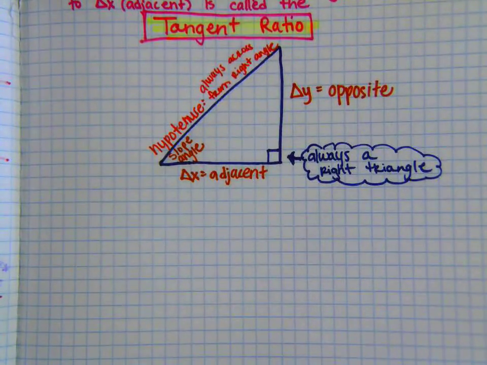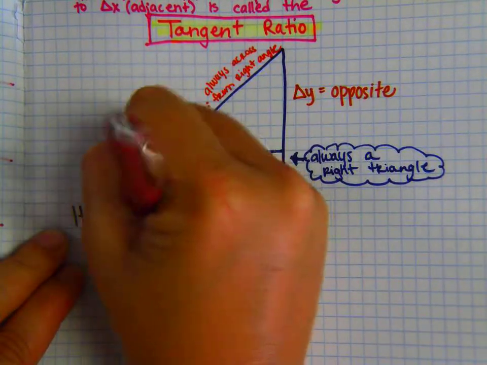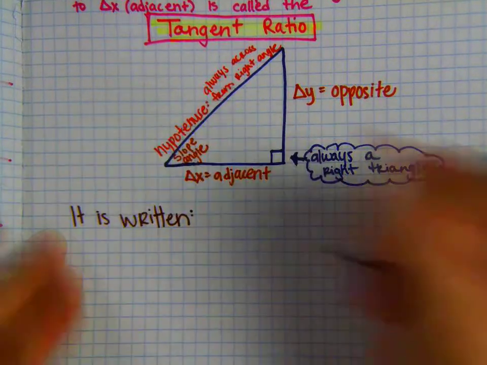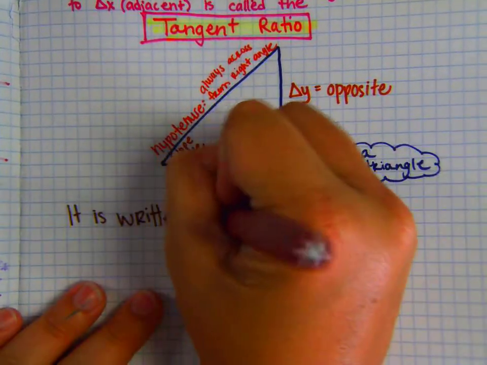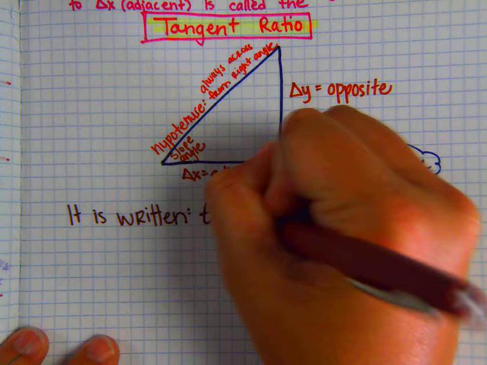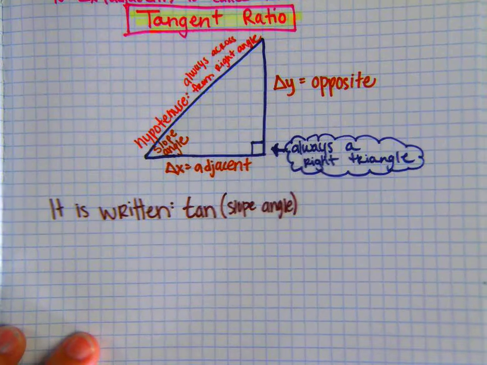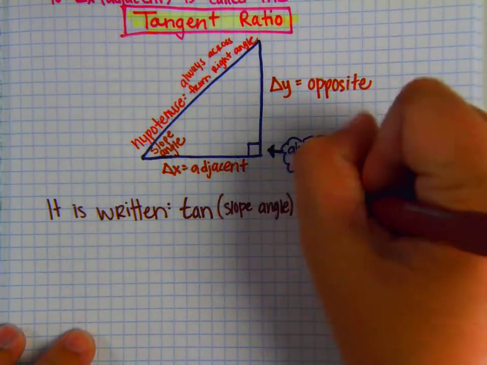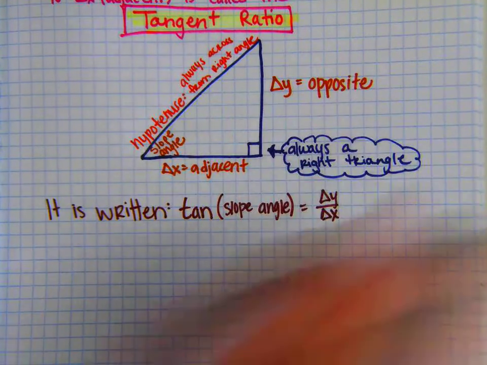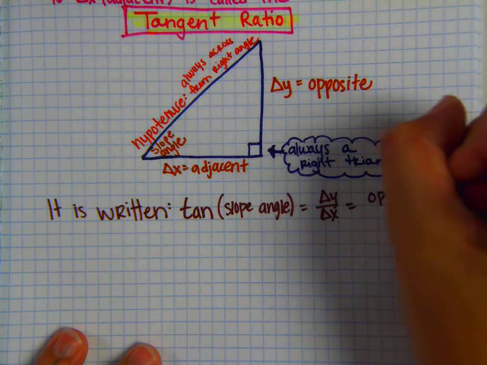Okay? So, let's write the tangent ratio. It is written tan. I write my t's like that. That's just the math way to write t's. You don't have to write your t like that. It's not a special t. Okay, it's just t. Tangent of the slope angle equals delta y over delta x, which is exactly what slope is, and that equals opposite over adjacent.